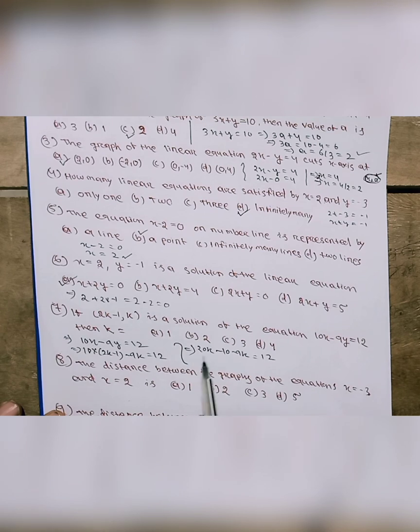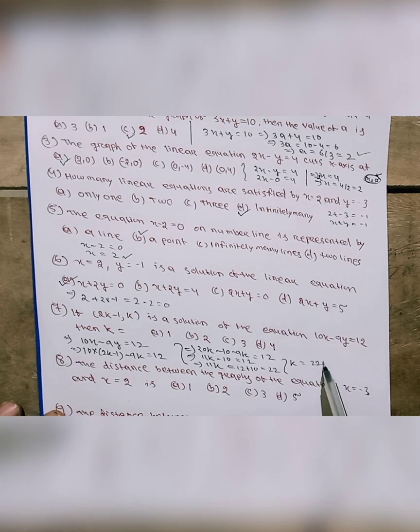Then 20k minus 9k equals 11k, minus 10 equals 12. This implies that 11k equals 12 plus 10, taking minus 10 to the right side, which is 22. So k is equal to 22 by 11, which equals 2. So option B is right.